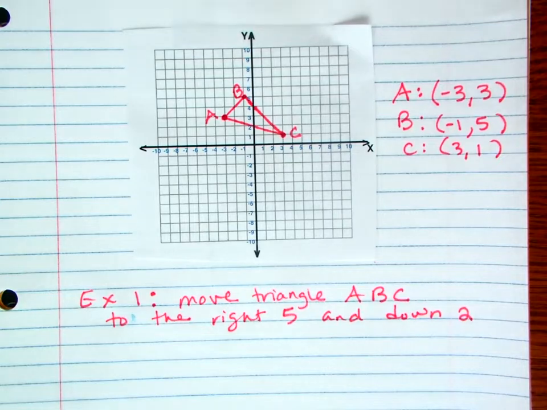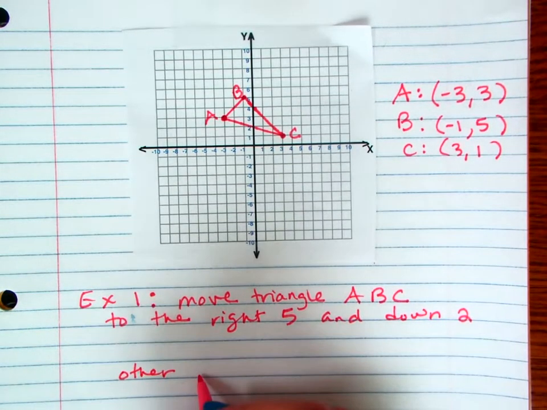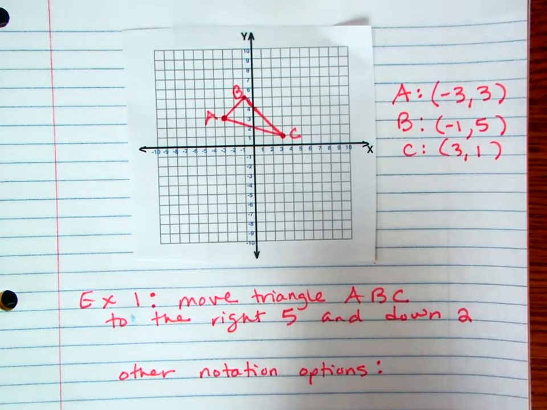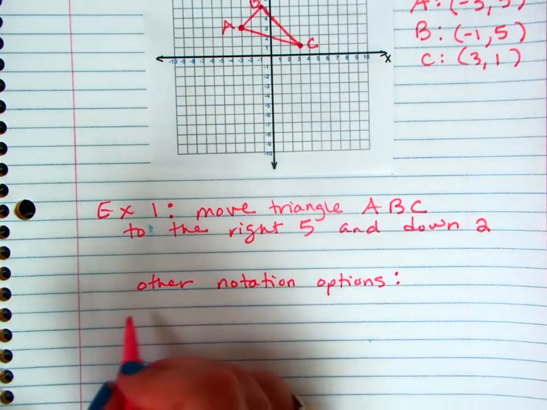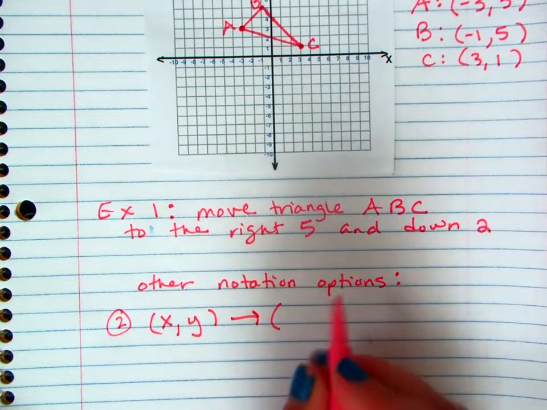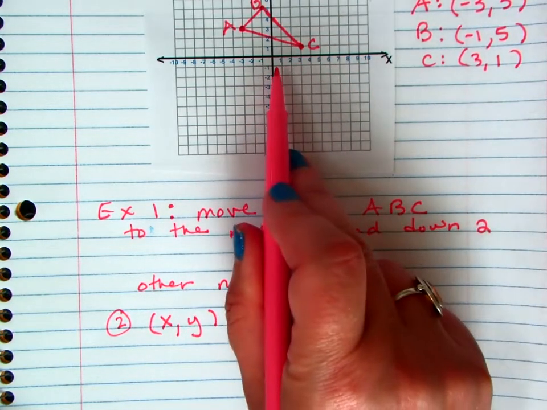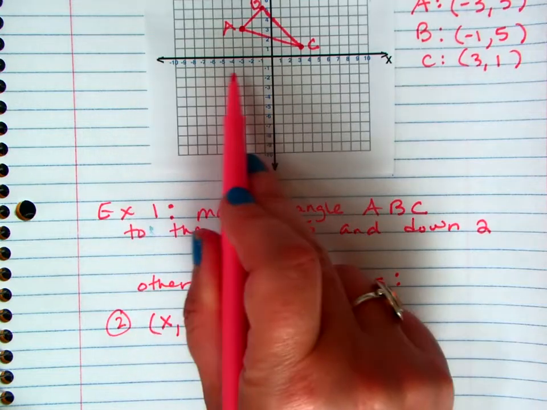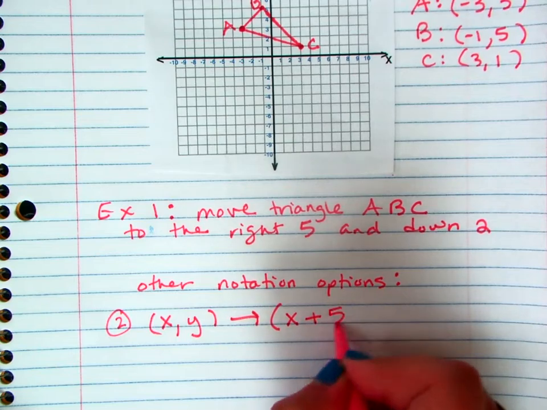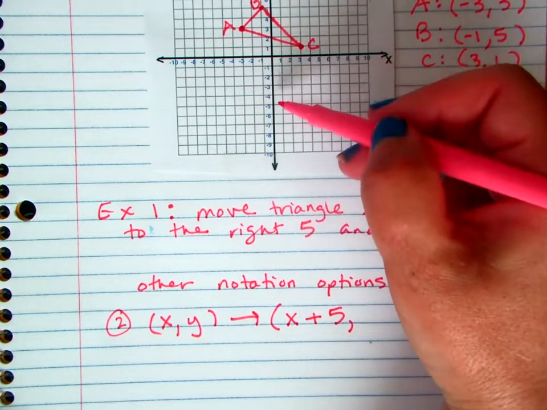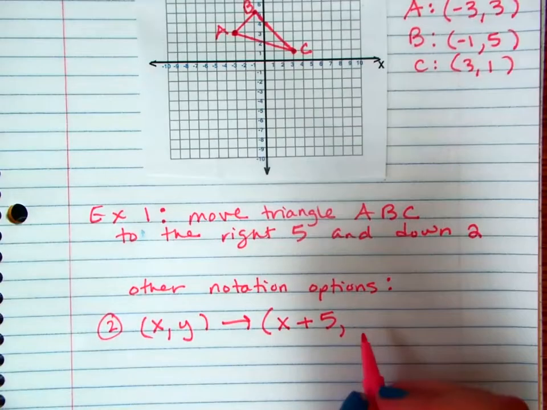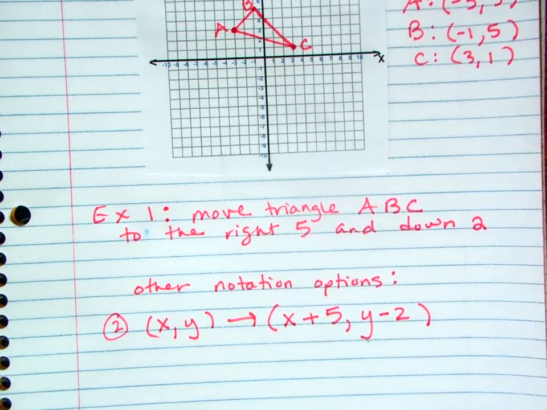Now, there are some other notation options here, which I'm going to note here. So instead of saying to the right 5, here's another way I could have written it. I could have said (x, y), and because moving to the right on a grid would be adding, and moving to the left would be in the subtraction direction, in this case I was moving to the right 5, so I would say x plus 5. And down 2, because that's subtracting or in the negative direction, and up is in the positive direction, since it was down 2, I would write y minus 2 like that.